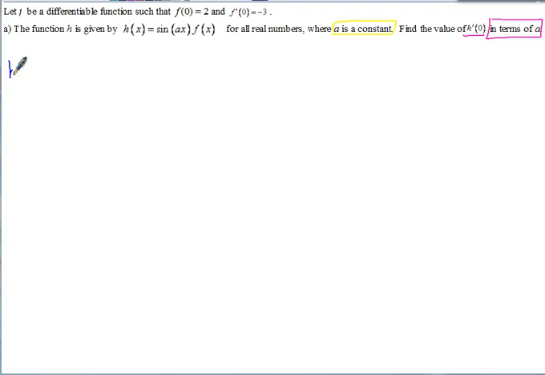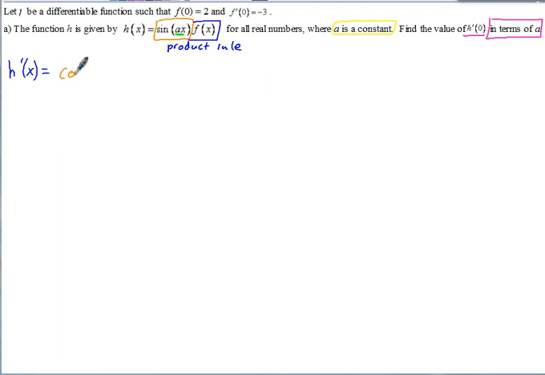So, to find h prime of x, take a look and see what our function looks like. We've got sine of ax times f of x. So since we've got sine of ax times f of x, overall, since the two functions multiply together, that's going to require the product rule. But notice within that, we've got ax inside of sine, so we'll also need the chain rule as we go. So remember the product rule says we take the derivative of the first function, derivative of sine of ax, using the chain rule. You can start on the outside.